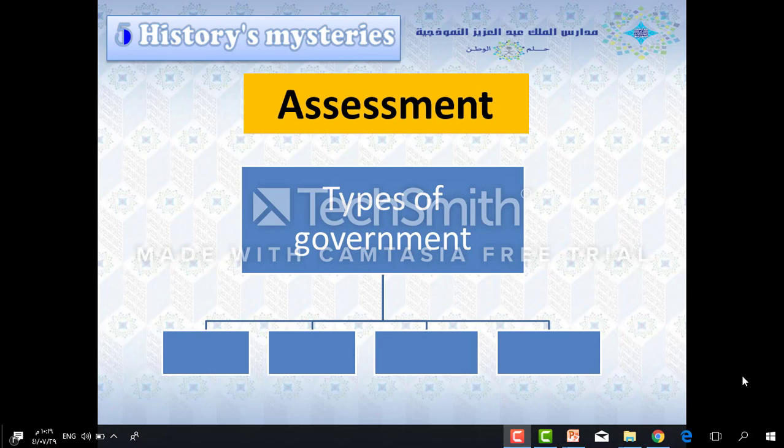Now, it's the time of assessment. Mention the 4 types of government.